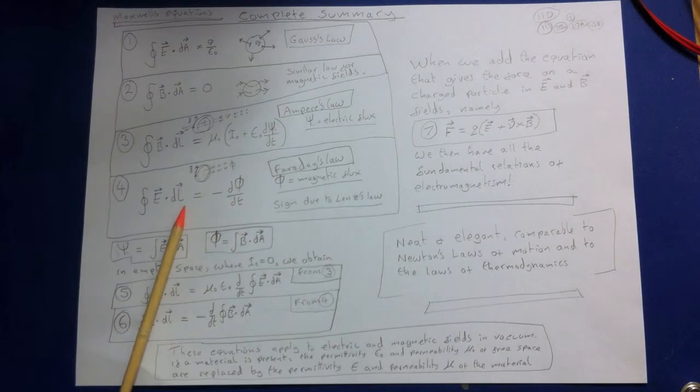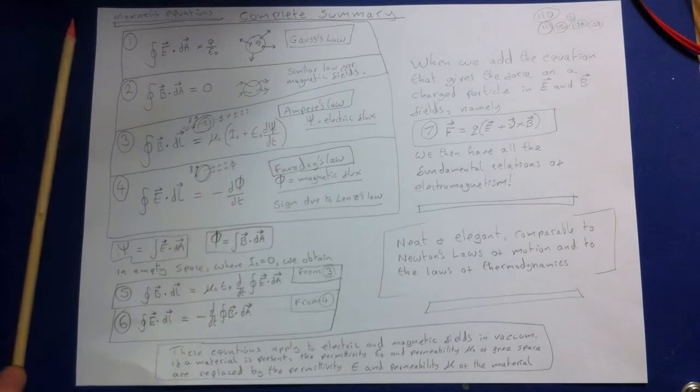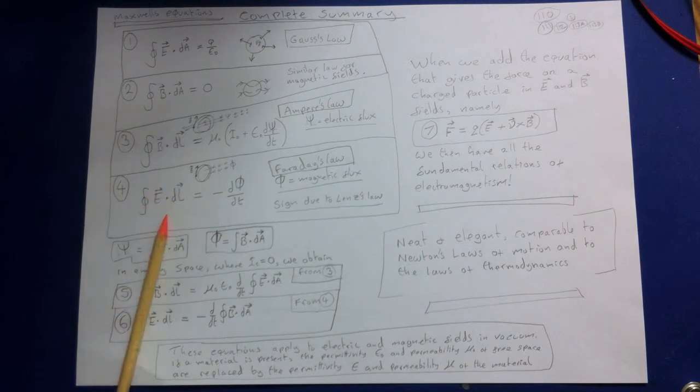Faraday's law states that a changing magnetic field or magnetic flux induces an electric field. So we have here a changing magnetic flux causing an electric field around a loop. The minus sign there is due to Lenz's law. That's the main equations. Now, comparing equation 3 and equation 4, we see a remarkable symmetry. 3 says that a changing electric field or electric flux creates a magnetic field. Equation 4 says that a changing magnetic field or magnetic flux creates an electric field.